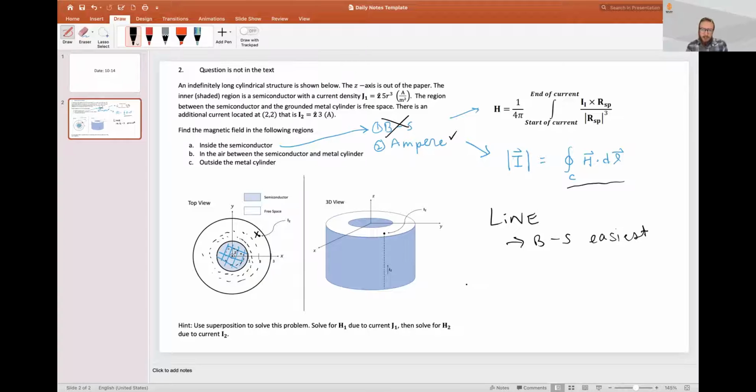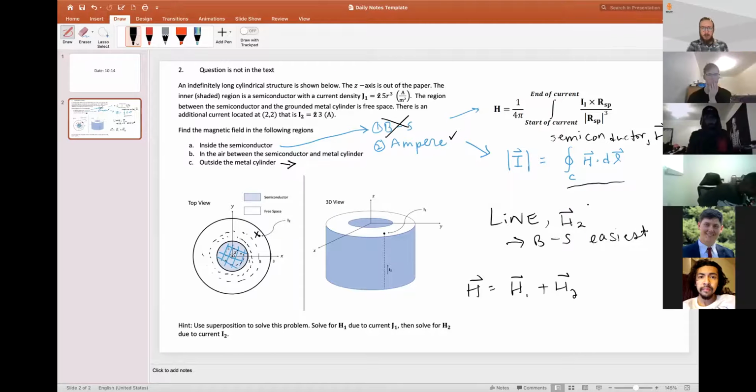And then the combination, right, the total will be H1 plus H2, where the line current, we'll say, gives us H2, and the semiconductor gives us H1.